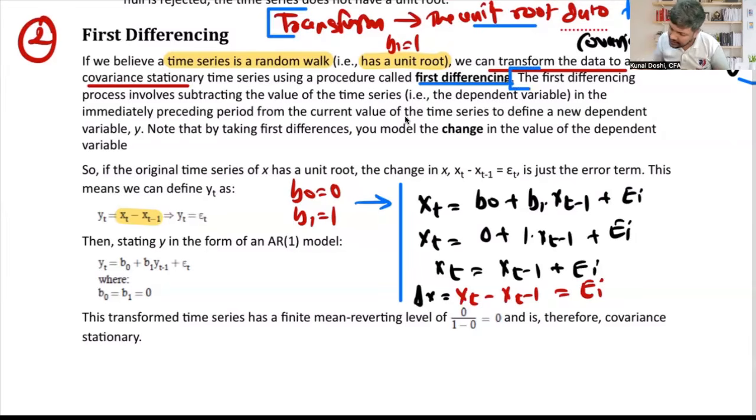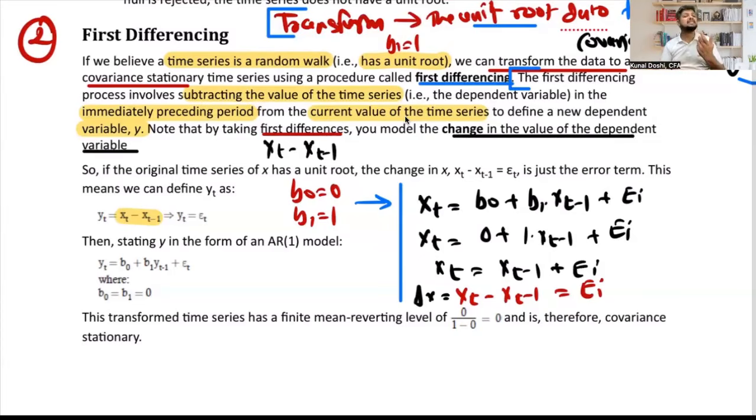The first differencing process involves subtracting the value of the time series in the immediately preceding period, correct, from the current value of the time series. So from the current value xt, we subtract xt minus 1 to define a new variable y. Note, by taking the first difference of xt and xt minus 1. So what do you mean by first difference? First difference means taking xt minus xt minus 1. The difference of this is called first difference. You model the change in the value of the dependent variable. So this is how I get the change.